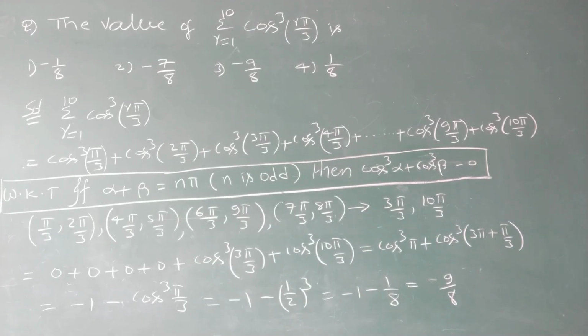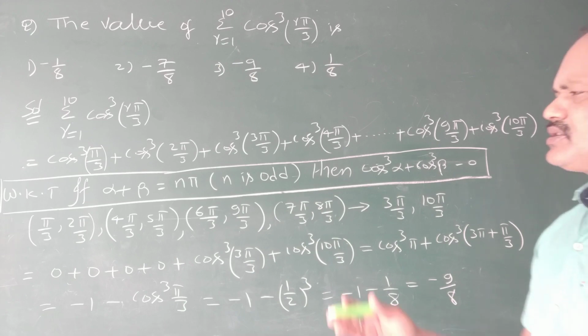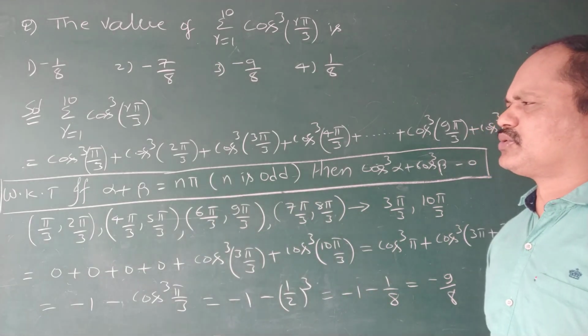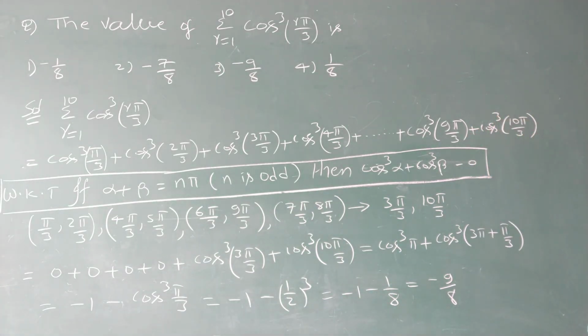Okay, another question. The value of sigma r equal to 1 to 10 cos cube r pi by 3 is: first option minus 1 by 8, second option minus 7 by 8, third option minus 9 by 8, and fourth option 1 by 8. So that is sigma r equal to 1 to 10 cos cube r pi by 3.